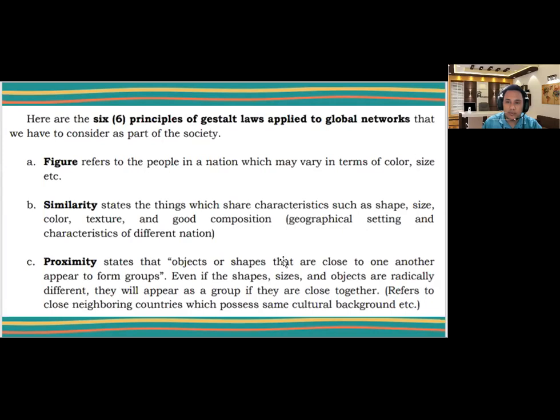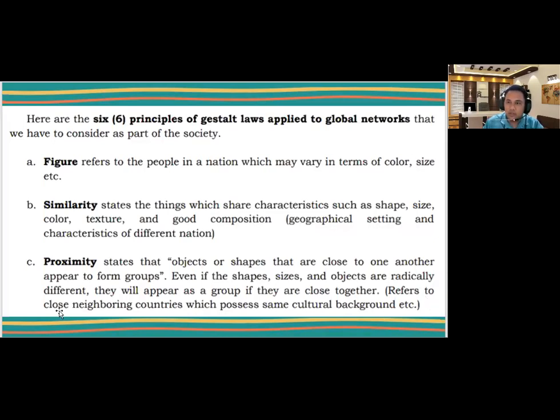Next is what we call proximity. So when we say proximity, it says that objects or shapes that are close to one another appear to form groups. Even if shapes, sizes, and objects are radically different, they will appear as a group if they are close together. It refers to close neighboring countries which possess the same cultural background. So kahit naman magkakaiba yung shape, pero once na sila ay magkakalapit sa isa't isa, they form a group.